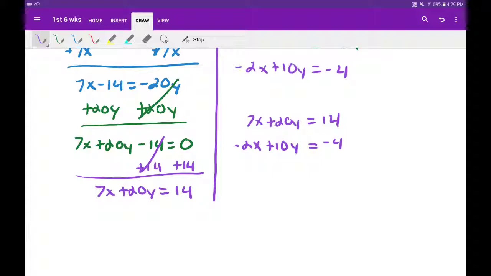Okay, so now that everything's lined up, nothing cancels right off the bat. So we could go either way on these. I'm favoring the x's because they're already opposite. One is a positive 7, the other one's a negative 2. So we're going to have to find a common multiple between 7 and 2. That's going to be 14. So I'm going to multiply the top equation by 2. And I'm going to multiply the bottom equation by 7.